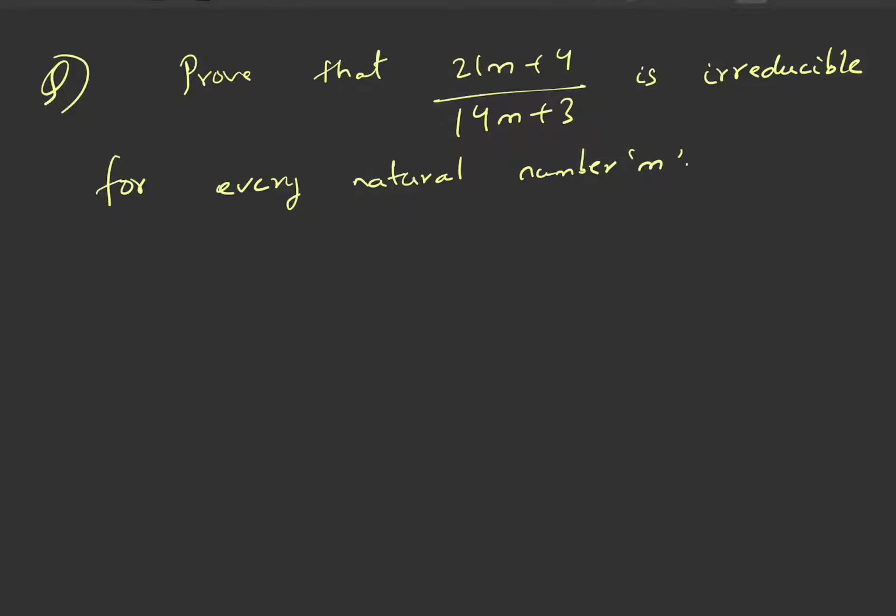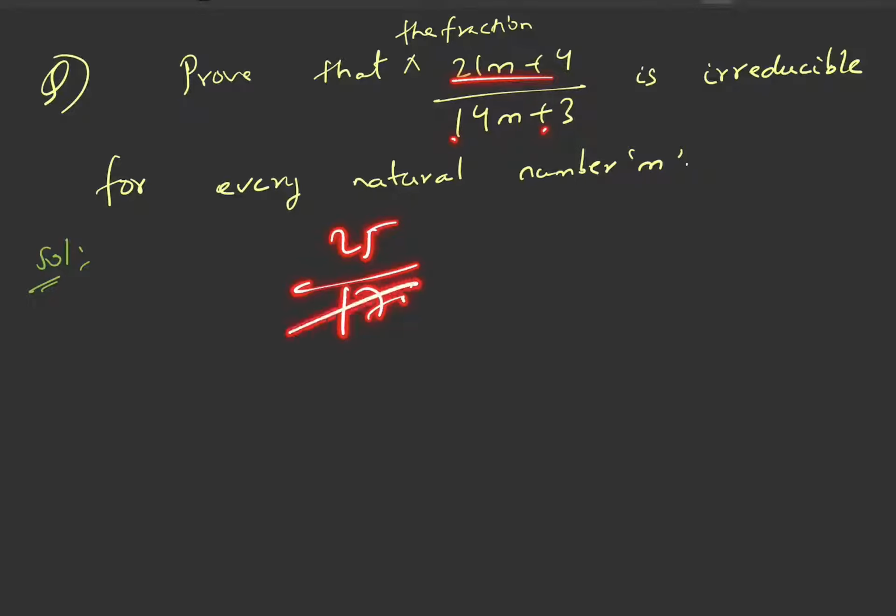Fine. So now you try to understand what is the meaning of irreducible. Irreducible means this is a fraction, right? Prove that the fraction 21m plus 4 by 14m plus 3 is irreducible for every natural number m, right? If you take any natural number m, let us say m equal to 1, you will get 25 by 17. This is irreducible, means you can't further simplify this, right?